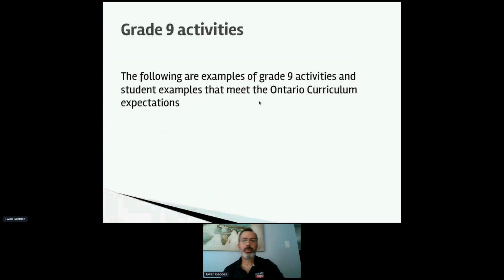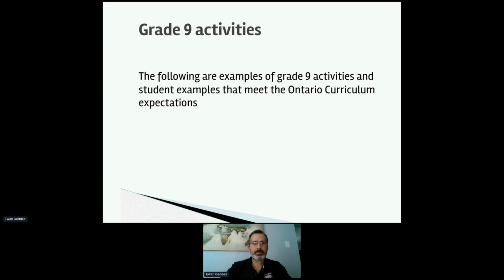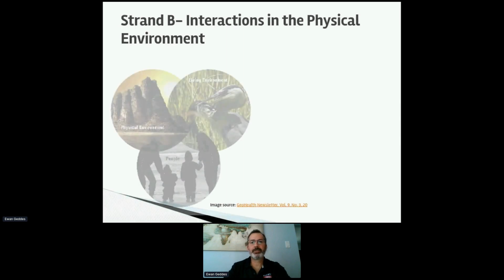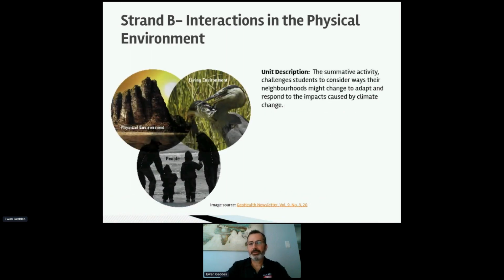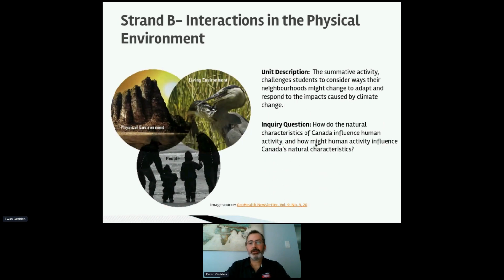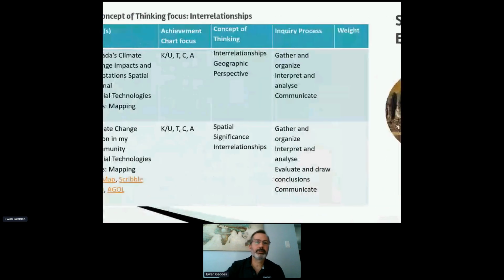Okay, so what it looks like in the classroom. With the grade 9 activities and looking at the curriculum that was developed, we're going to be looking at our strand B, which is interrelationships. So this is just some excerpts from the curriculum. So the idea, the guiding inquiry questions that were provided. How do the natural characteristics of Canada influence human activities, and how might human activity influence Canada's natural disasters? So there's many different ways that this could take us, and this came from the Ontario curriculum.